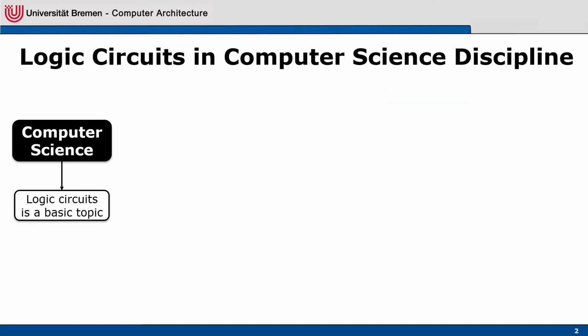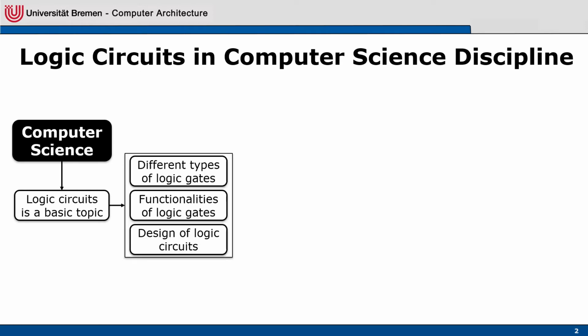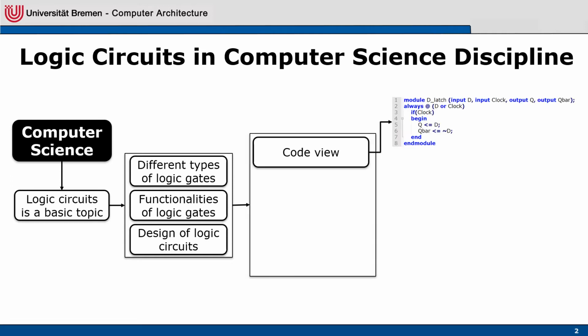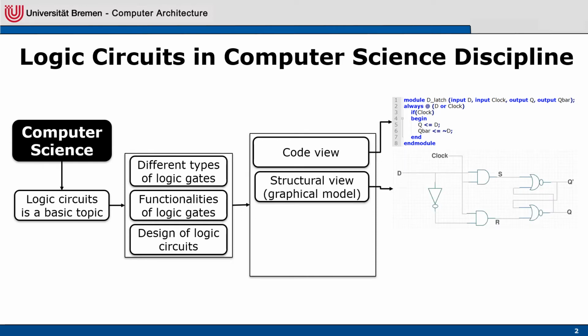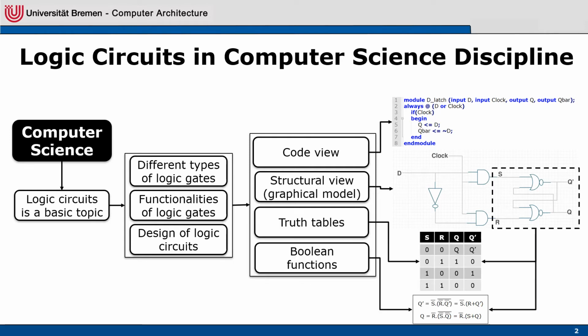In computer science discipline, logic circuits is a basic topic. In this topic, the students learn about different types of logic gates, their functionalities, and the design of logic circuits using these logic gates. In this way, the students need to learn about the code, which is mostly based on hardware description languages like Verilog or VHDL, and learn about the graphical model of the circuit and truth tables and Boolean functions.